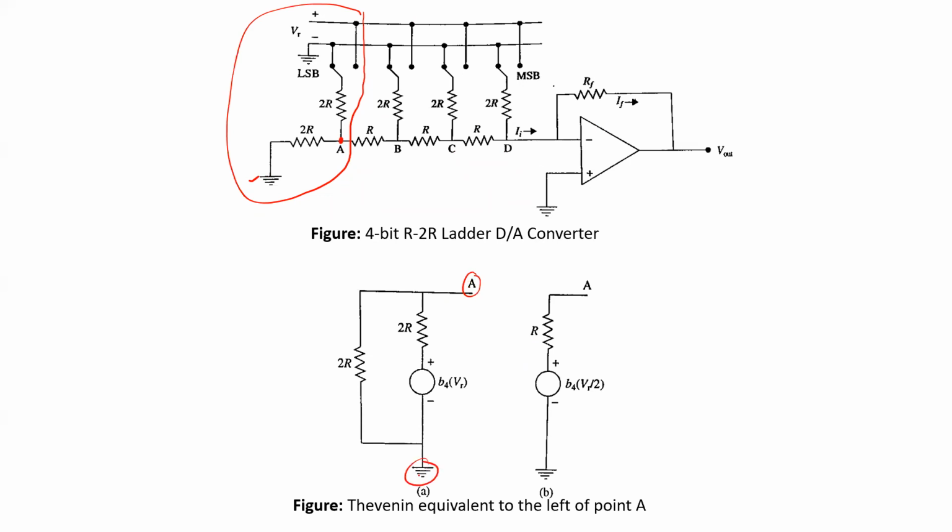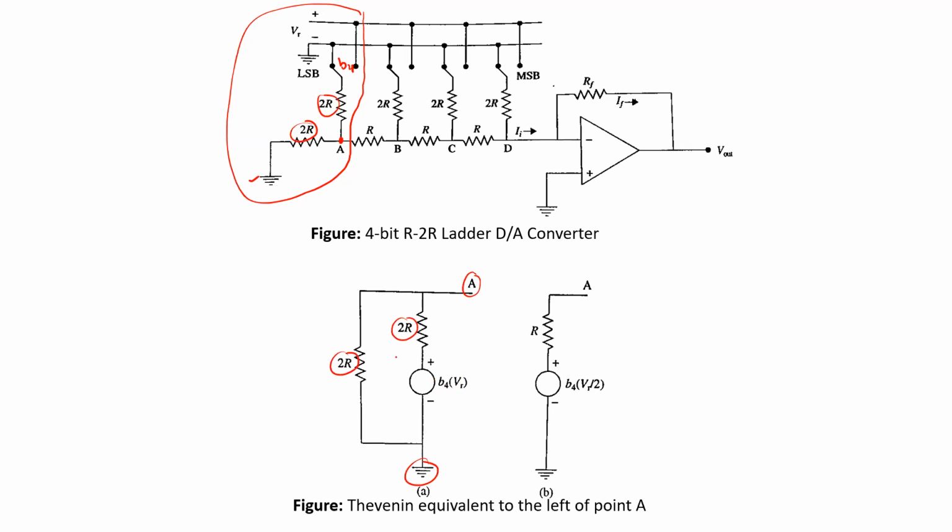What are the elements that we have? We have a 2R resistor connected, then we have another 2R resistor. Along with that, we may or may not have a voltage source available depending upon the position of the switch. So we can refer to the voltage source as B4 times VR. B4 represents the status of the switch, whether it is 1 or 0, and in this way it represents whether the voltage VR will be available here or not.